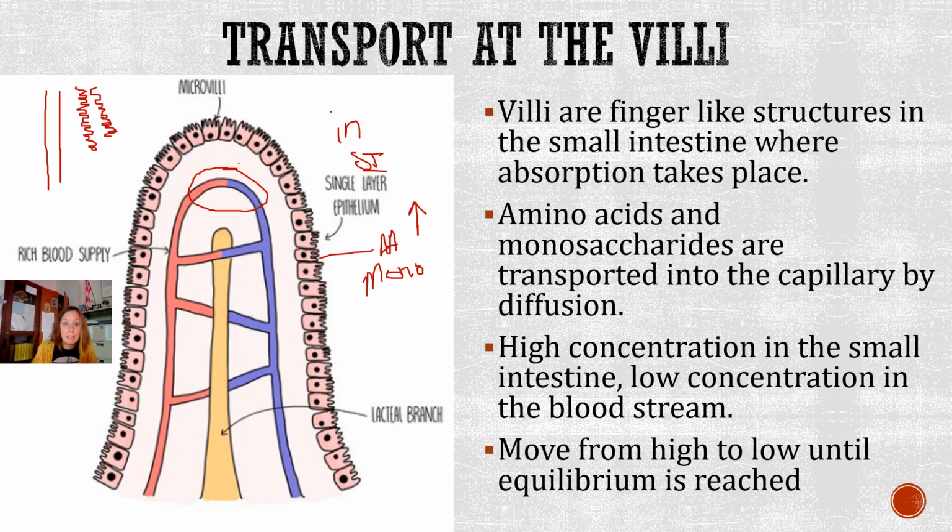So that means the amino acids are going to diffuse into the blood. The monosaccharides will diffuse into the blood. We're only one cell thick here, so we can do that. We'll move from high to low until we reach equilibrium. That's how we're going to get our amino acids and our monosaccharides into our bodies. That's what we want.